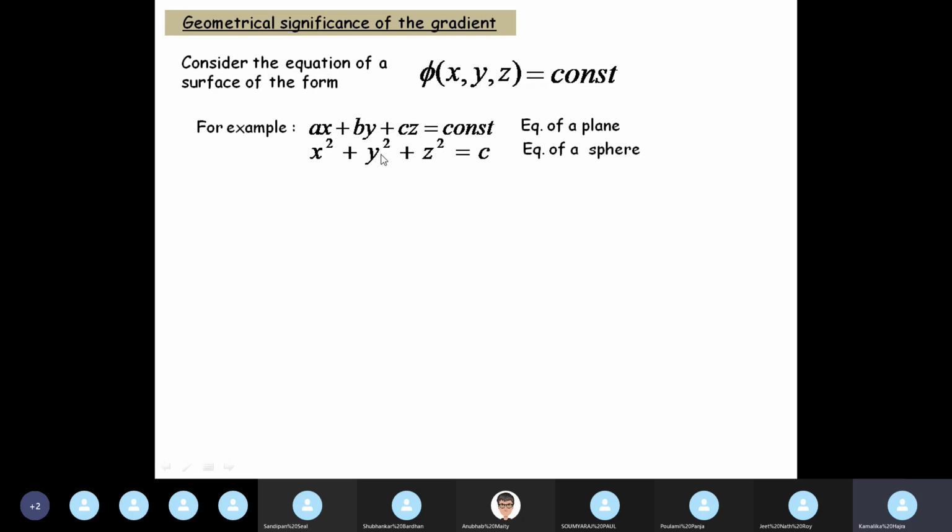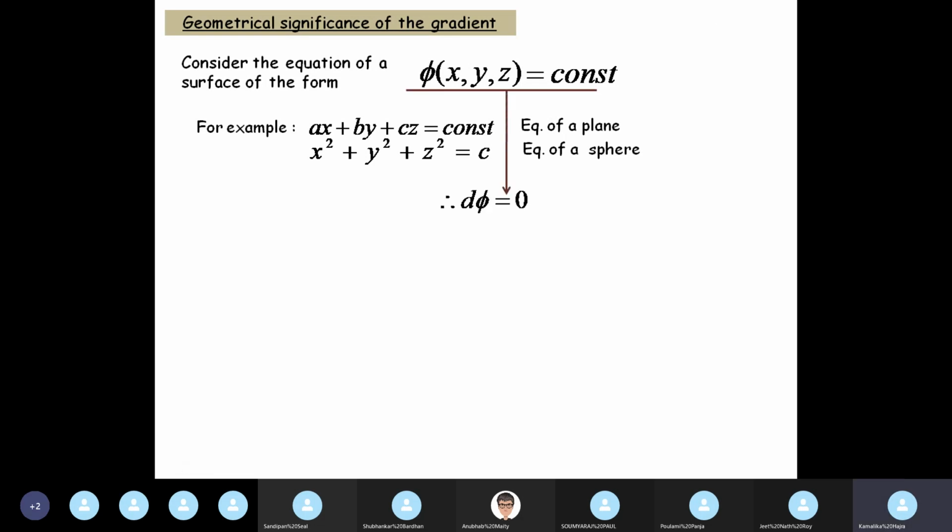Then suppose x squared plus y squared plus z squared equal to constant. Equation of a sphere, once again, this can be written as phi equal to a constant. So in this manner, phi is a function of x, y, z. Earlier we were treating phi(x, y, z) as a field, but if phi equal to a constant, then that will be the equation of any form of surface. Similarly, you can take the surface of a cone, you can take the surface of a cube. In this manner, this general equation can represent the equation of a surface.